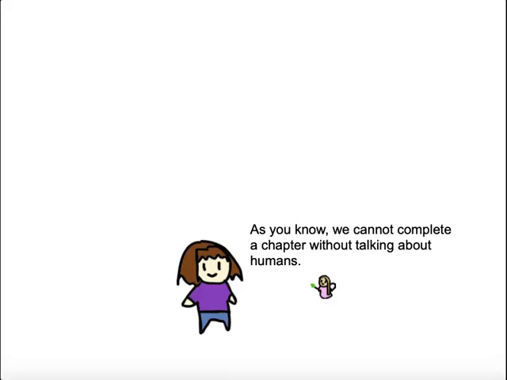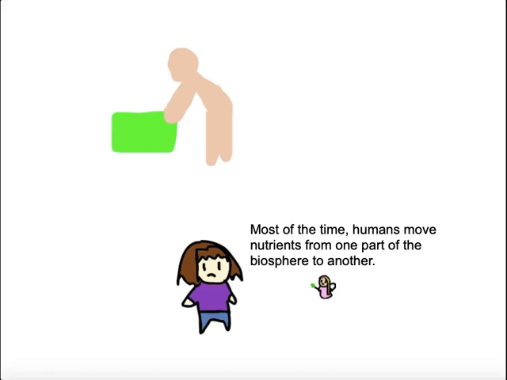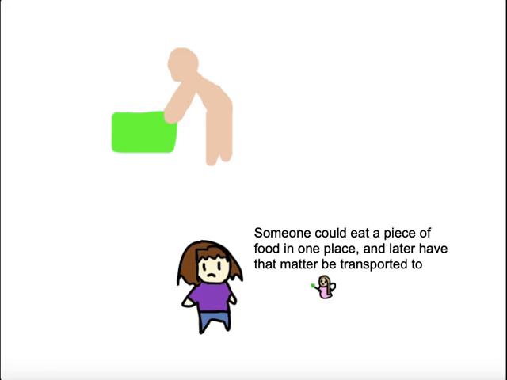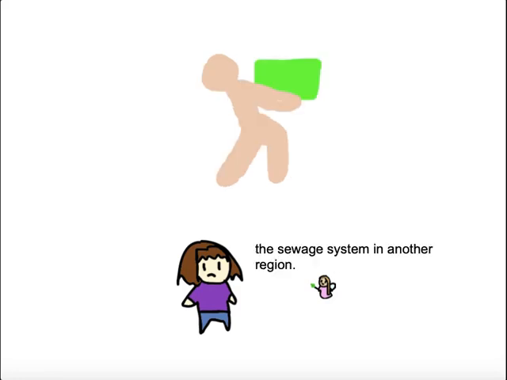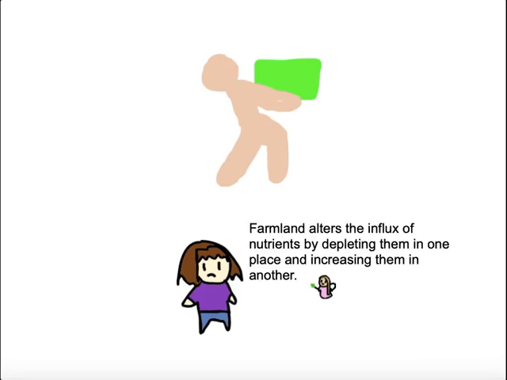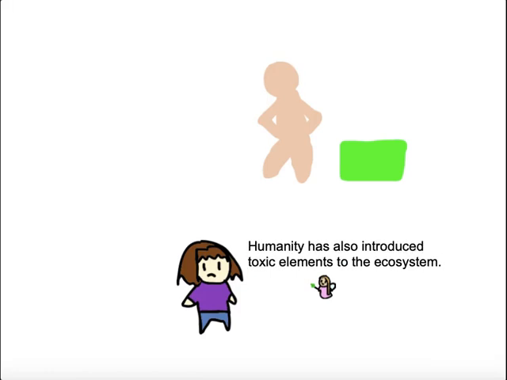As you know, we cannot complete a chapter without talking about humans. Human activity now affects most of the chemical cycles on Earth. Most of the time, humans move nutrients from one part of the biosphere to another. Someone could eat a piece of food in one place, and later have that matter be transported to the sewage system in another region. Farmland alters the influx of nutrients by depleting them in one place and increasing them in another. Humanity has also introduced toxic elements to the ecosystem.